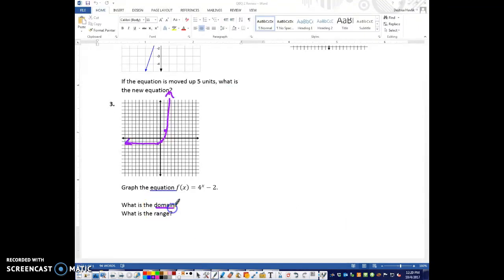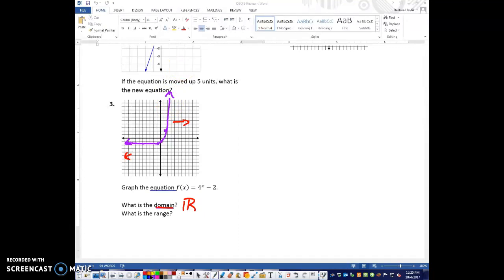What is the domain? Well, domain, remember, is left to right. So how far left is it going to go? Forever. And how far right will it go? That's going to keep going forever. So your domain is all real numbers.